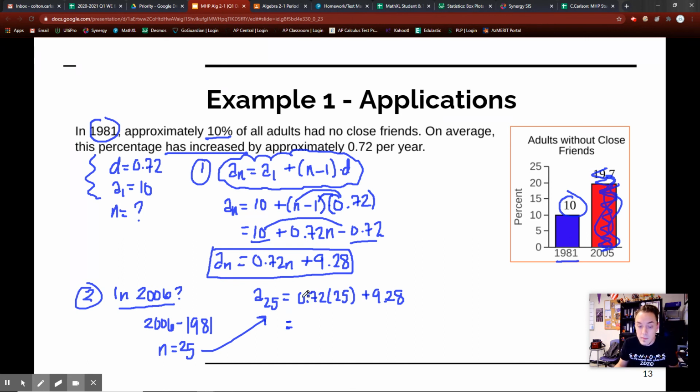Make sure you maybe have Desmos pulled up so you can just type it straight in as it is. When I do this, I get 28.03. Now, technically, this is percent. So how many adults had no close friends in 2006? What's the percentage? 28%, as opposed to 10% in 1981. That is super sad.